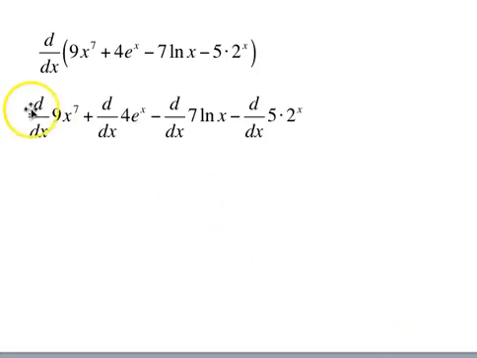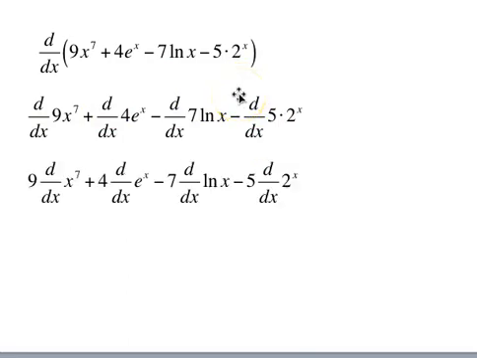Boom. We can pull constants out in front: pull the 9 in front, pull the 4 in front, pull the 7 in front, pull the 5 in front. Those are all constants. Now what are our derivatives? Derivative of x to the 7 is 7x to the 6th. Derivative of e to the x is e to the x. Derivative of log x is 1 over x. Derivative of 2 to the x is 2 to the x times natural log 2.